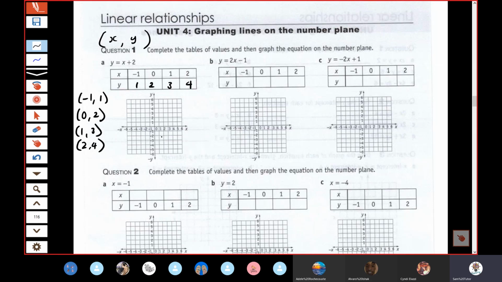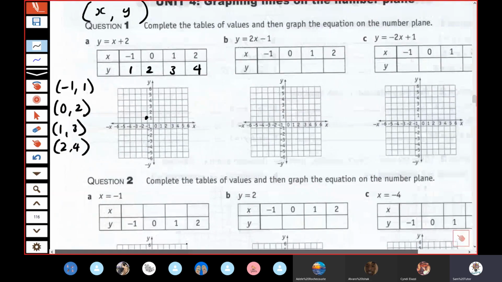-1, remember these are x's. X's go left and right. So x is -1, y is 1, right there. Maybe I'll zoom in for that. X is 0, which means right here. Y is 2. X is 1, y is 3, x is 2, y is 4, and I think I'm pretty happy with that. You draw a straight line as best as you can with a ruler, and voila.